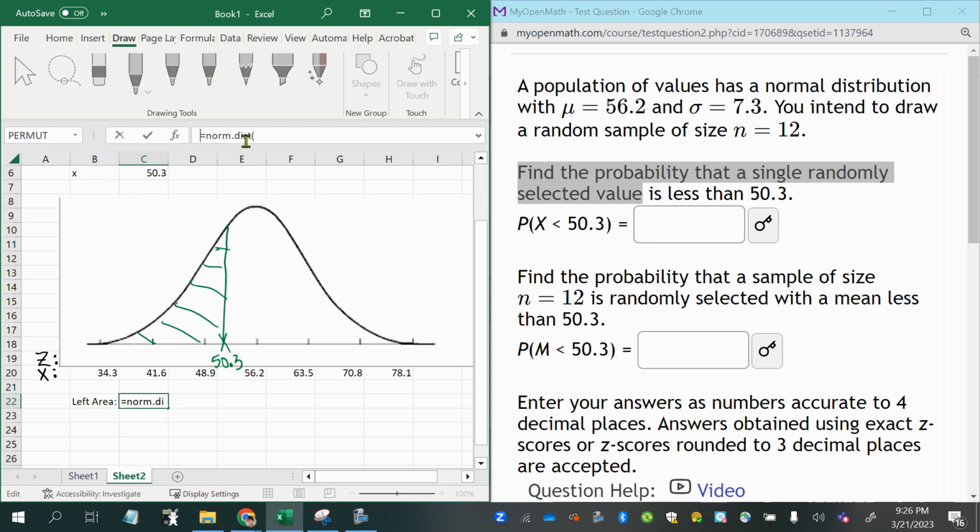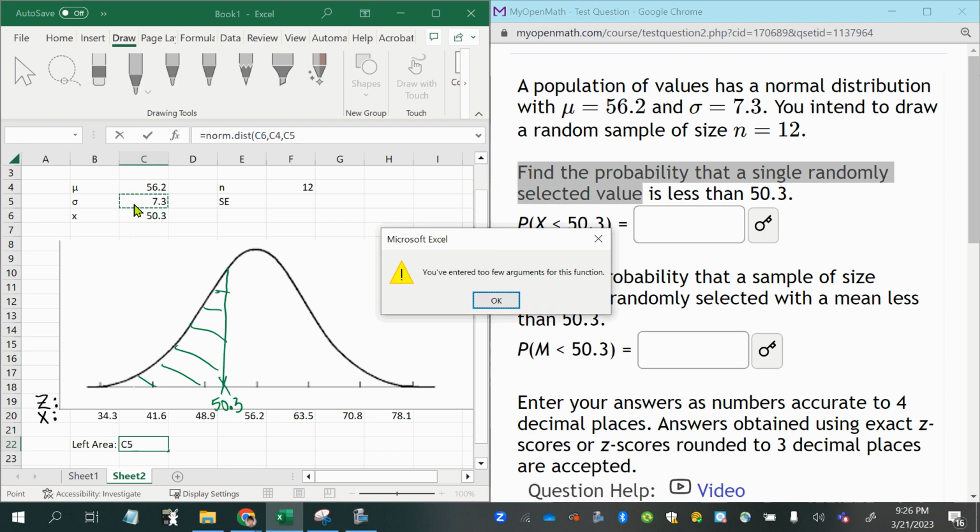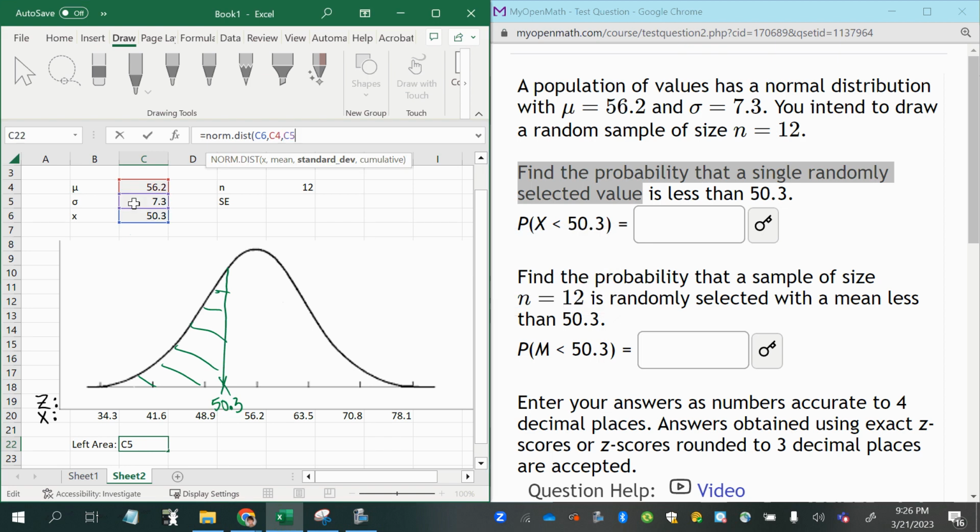All right, and then I can put in my mean and my standard deviation. Oh, and I forgot to say true for cumulative, as always. All right, so there's my left area, 0.2098482. It says to round to 4 decimal places. So that's the answer for the first part, but I'll just round it and put that in.